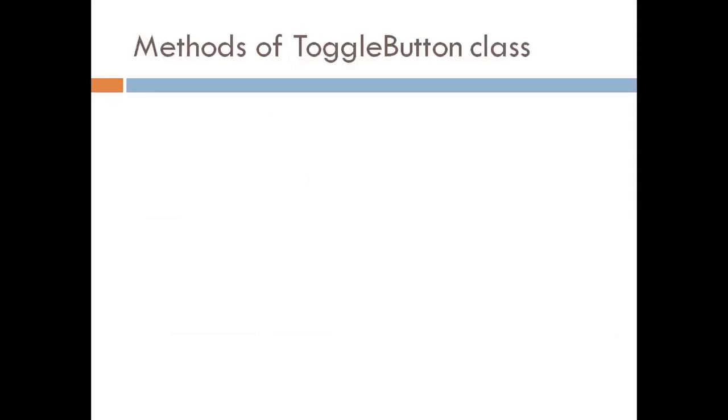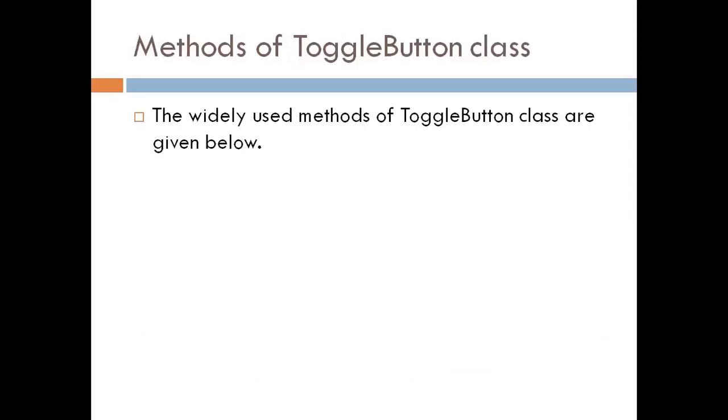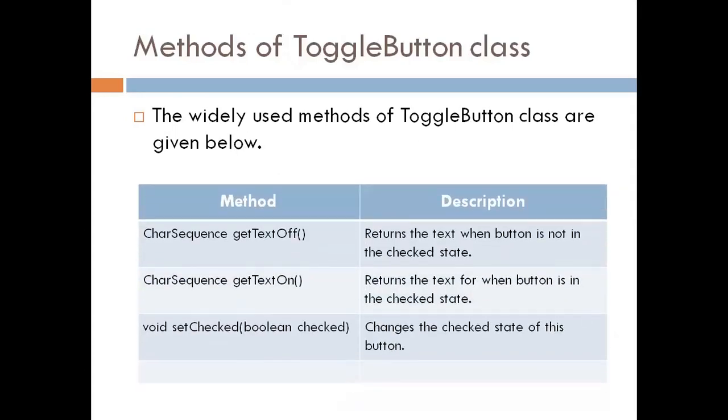Now various methods of toggle button. So the widely used methods for toggle button class are these. First method is getTextOff method. So it will return the text when button is not in the checked state. Second method is getTextOn method. So it will return text for the button when button is in the checked state. Another method is setChecked, in which we are passing a Boolean argument. So it will change the checked state of this button.